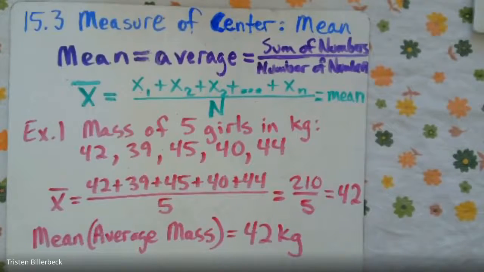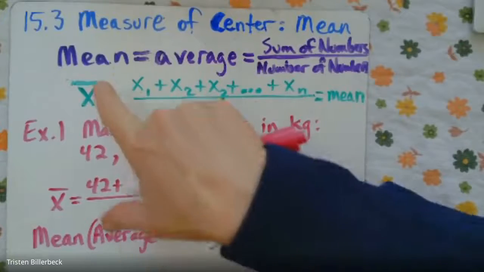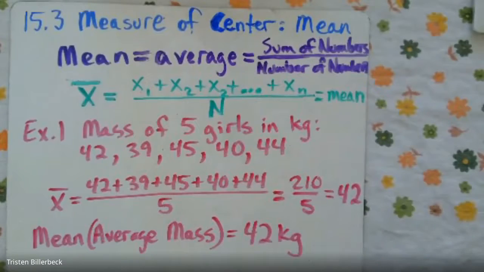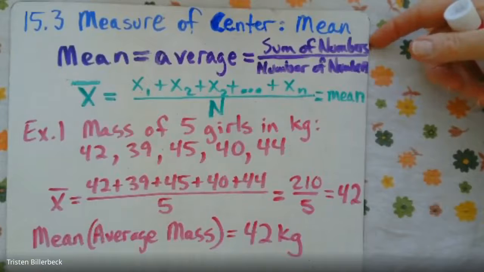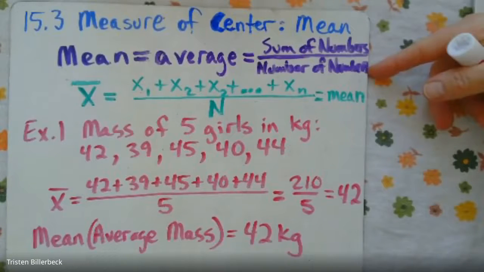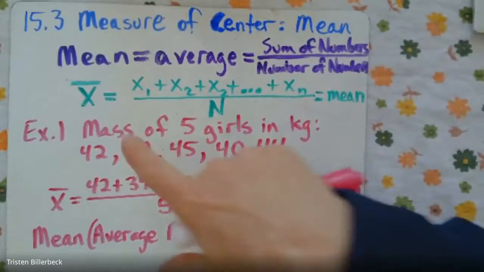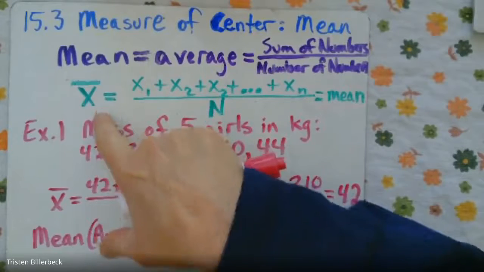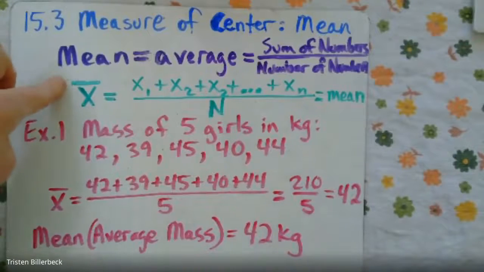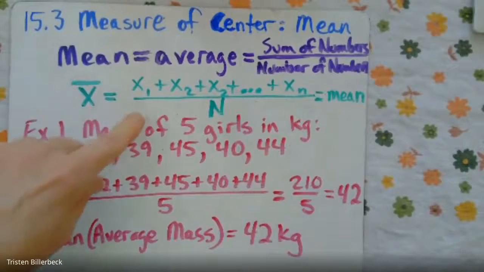Okay, there's a couple measures of center, but we're going to talk about mean this time. Mean is just another word for an average, which means the sum of numbers over the number of numbers. This is the way we write mean, an X with a little bar over it. Some calculators have that on them. So when you see that X with a bar over it, it means mean.